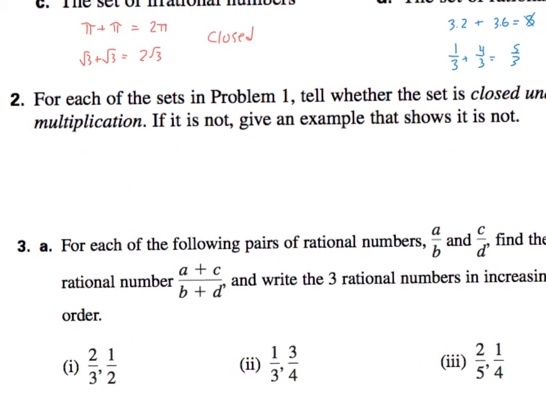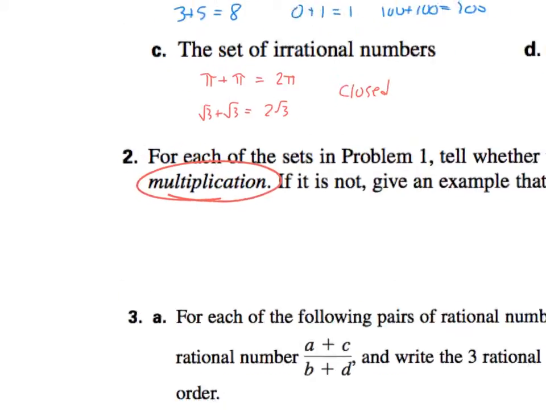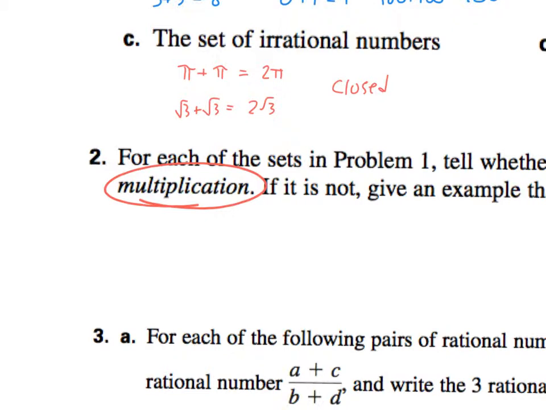Let's take a gander here. For each of the sets in problem 1, let's see if it's closed under multiplication. So let's look at the irrational numbers. I'm going to do letter C right now. What is radical 2 times radical 2? Those are both irrational. I get the square root of 4, which is 2. So do I go from irrational times irrational and stay irrational? Nope. So this one under C is not closed. Because sometimes the product of irrational will give me rational numbers.